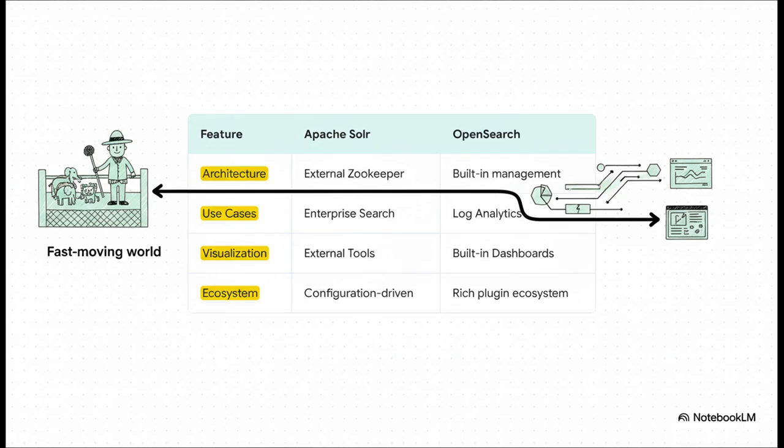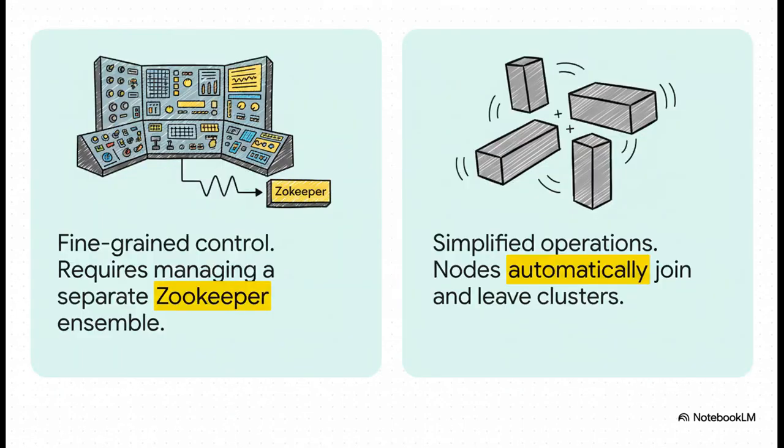Meanwhile, OpenSearch's all-in-one approach and built-in dashboards are tailor-made for analyzing the crazy, fast-moving data you get from log analytics. And this really hammers home that core philosophical difference, right? With Solr, you get this deep, granular control over every little piece of your cluster. But that control comes with the responsibility of managing ZooKeeper. OpenSearch, on the other hand, is all about making your life easier with simplified operations and automation. That's a lifesaver in dynamic cloud environments where servers are constantly spinning up and down.